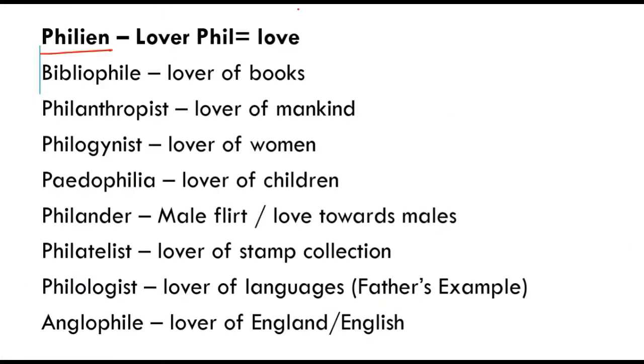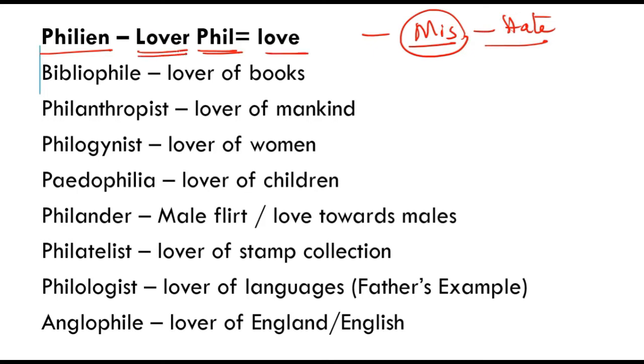Next root word is phil. We actually discussed miss. Miss actually means hate. Misian means hater, right? Opposite of the root miss is phil or philion, which means love or lover. So let's have a look at all the words which come under the same category. The first one is bibliophile. Bibli actually is a root word which means books. Phil means love. So if you have excessive love towards books, you have a huge collection, you keep reading books, etc., then you are called a bibliophile, right?